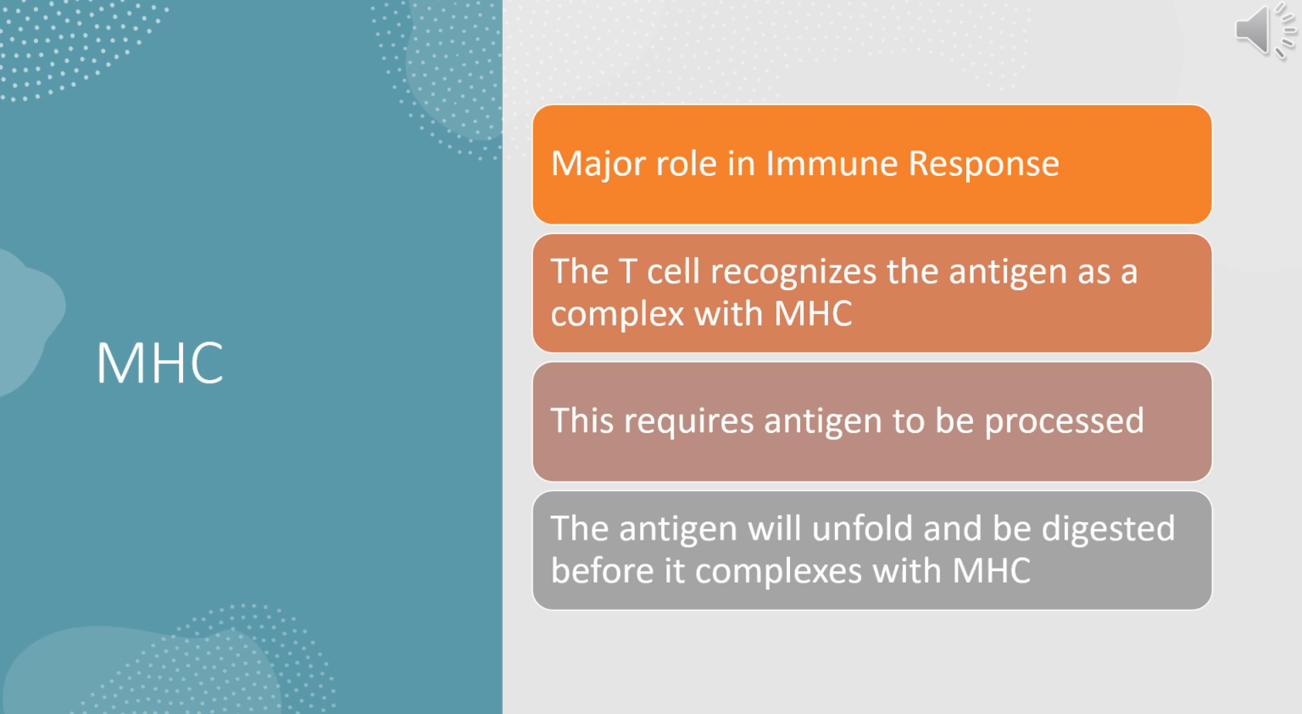But moving on to the next slide that I have here, it's going to be MHC, which is proteins that are produced to help fight antigens. So they provide a major role in immune response. The T cell recognizes the antigen as a complex with the MHC. This requires the antigen to be processed, and then after that, the antigen will unfold and be digested before it complexes with the MHC.